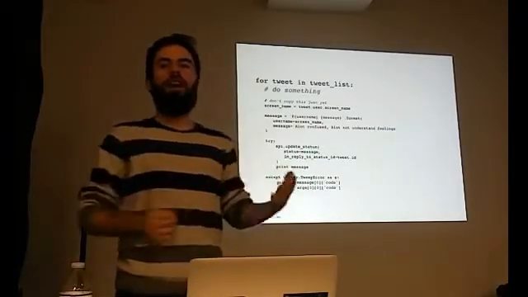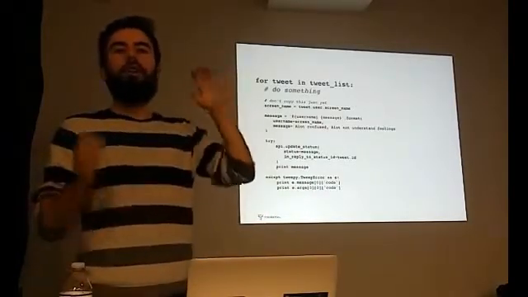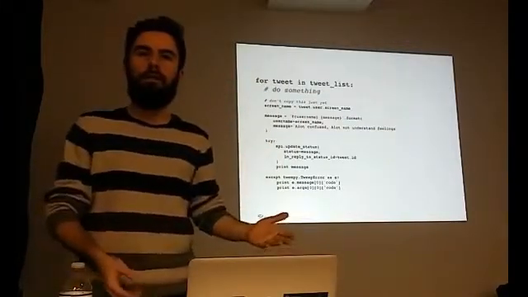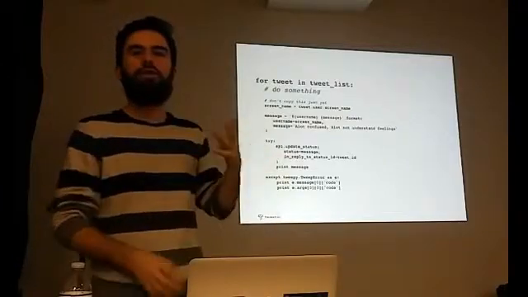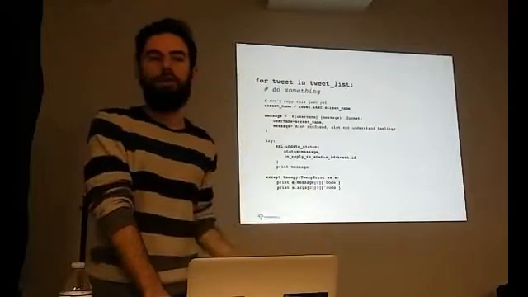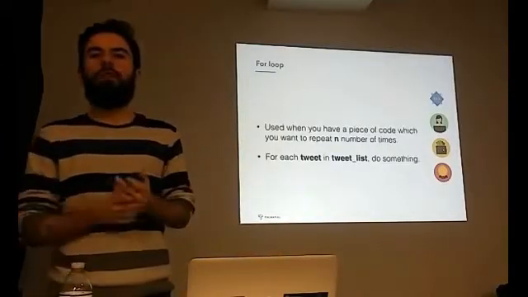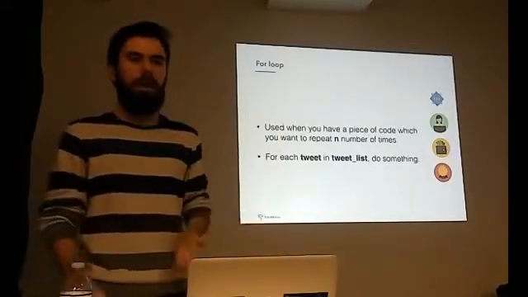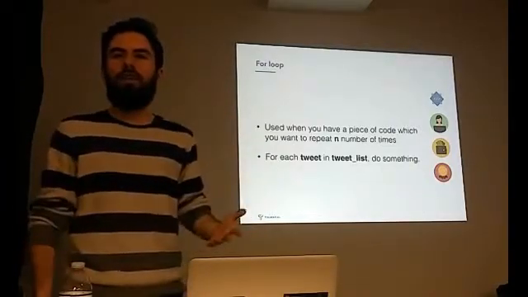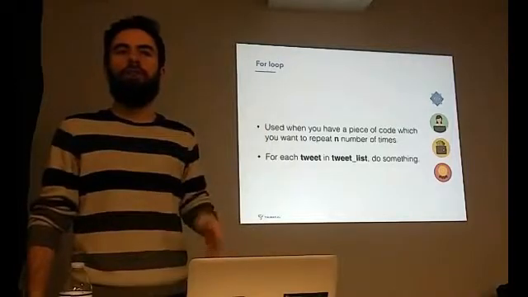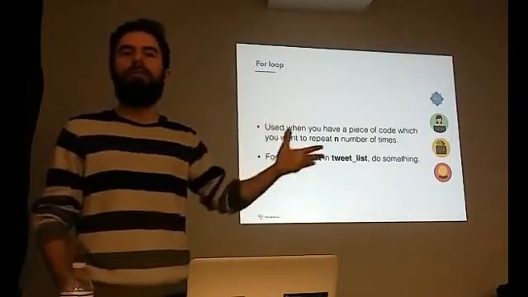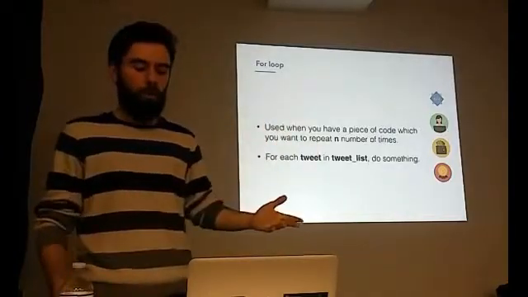Now we have a tweet list, and for each tweet in that tweet list, we want to do something. Don't worry, don't copy this, it's just to show the concept. So for each tweet in our tweet list, do all this stuff. Then we create a for loop. A for loop is also a really good way to avoid repeating code. If we know that we're going to be running this code for each tweet that we have in our tweet list, we can use a for loop for that.